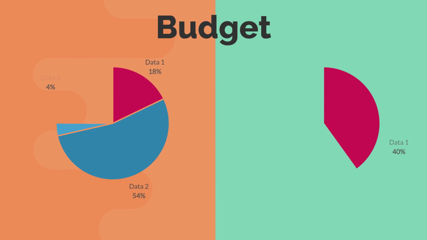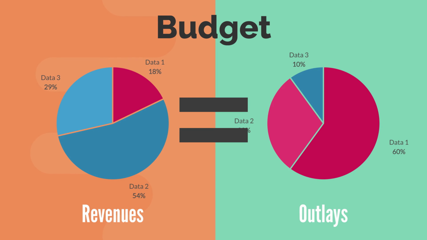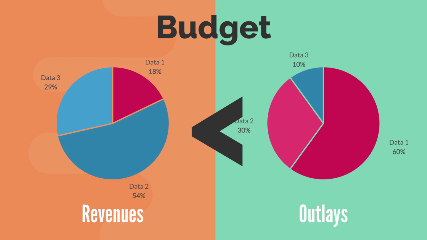The budget consists of two major parts, which reflect government's revenues on one side and the outlays on the other. When planned revenues are equal to the planned outlays, we call it a balanced budget. When the outlays are greater than the revenues, it is called budget deficit. And when the revenues exceed the outlays, we've got a budget surplus.